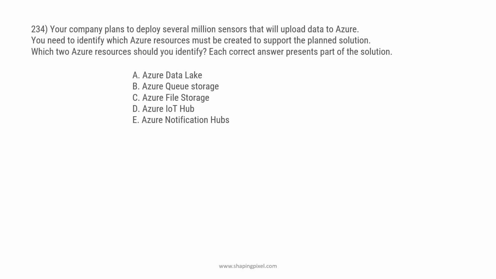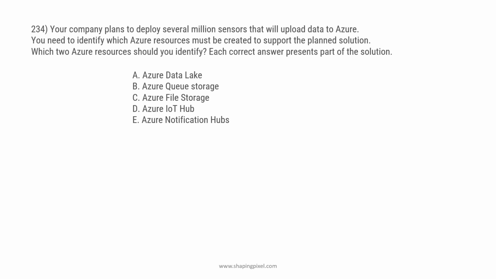Question number 234. Your company plans to deploy several million sensors that will upload data to Azure. You need to identify which Azure resources must be created to support the planned solution. Which two Azure resources should you identify? Each correct answer represents part of the solution. And you have 5 options.